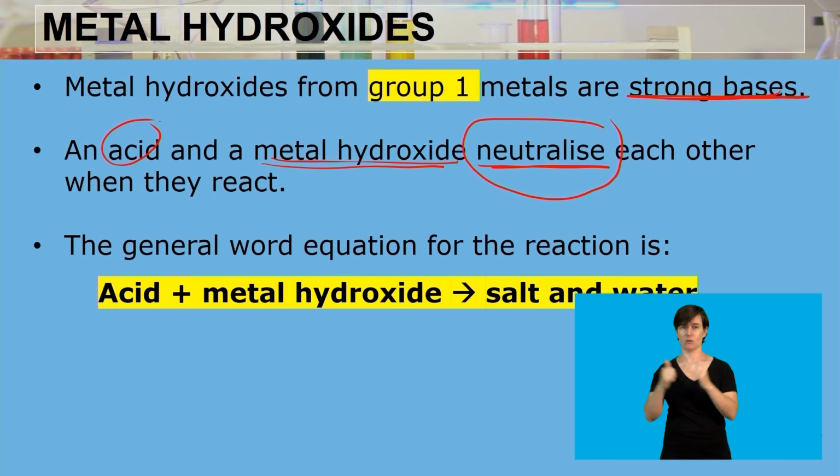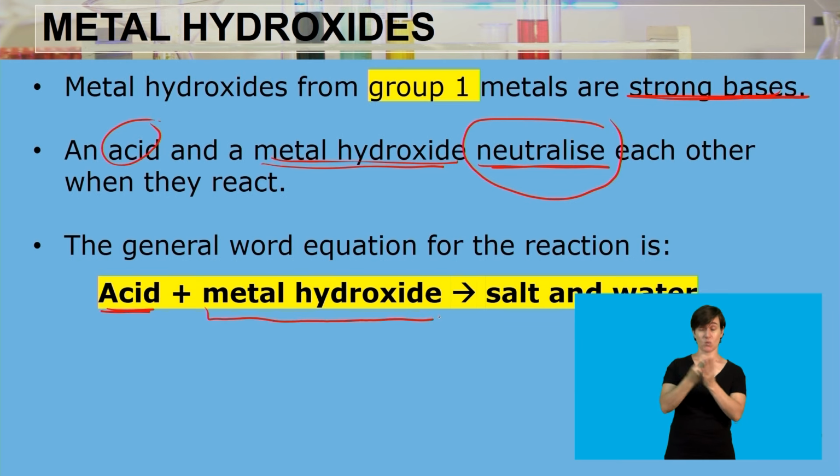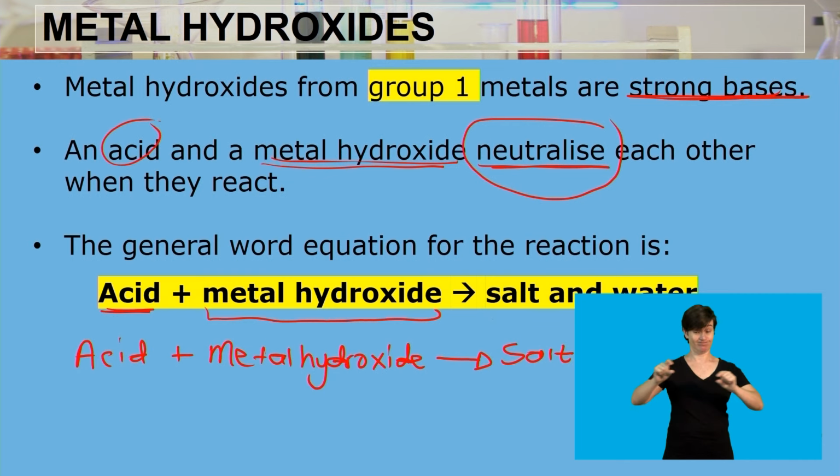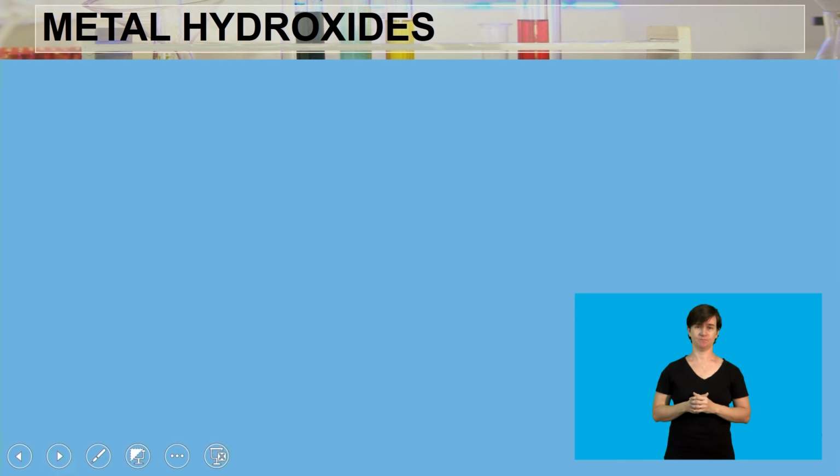Furthermore, the general word equation for the reaction is, whenever we are reacting an acid with a metal hydroxide, the products will always be salt and water. So we can rewrite this equation as an acid plus our metal hydroxide reacting to form salt and water, to show that it is a reaction, salt plus water as the products that are going to be formed when reacting the two substances.